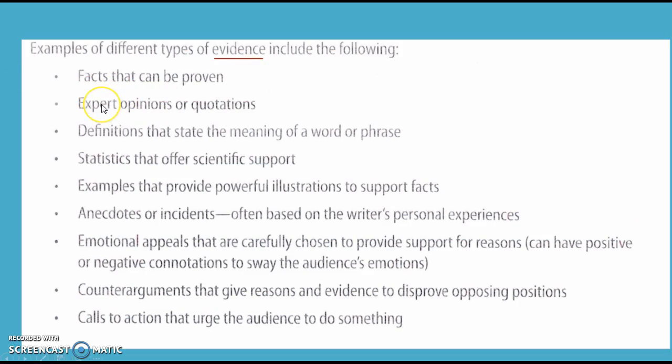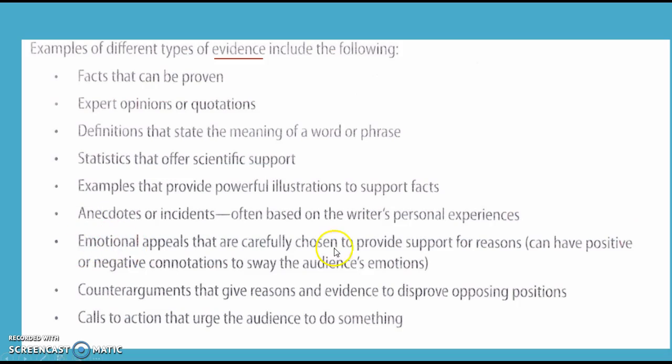That's going to be tough because you don't really have an expert available to you, but you could use a quotation. Usually there's some kind of quotation or information in the box on your prompt, so you could definitely use that. Again, defining or stating the meaning of a word or phrase, what it means to you, giving your own personal definition or a dictionary definition. Statistics is another one that's going to be difficult because you don't have those available to you unless it's in the prompt. Examples that provide powerful illustrations to support facts. Those could be several different kinds of examples, like an anecdote, which, remember, is just a personal experience or personal story that illustrates your point.